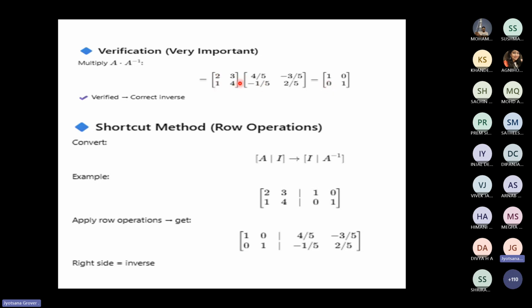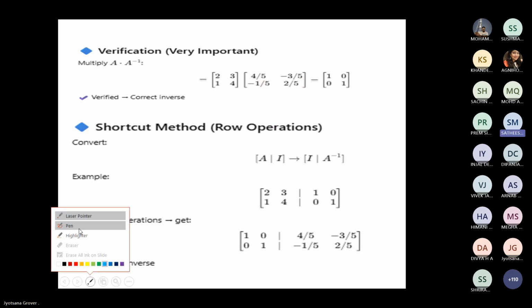So take the second row of A, take the dot product with the first column of B. So 1 into 4 by 5 minus 4 plus 4 into minus 1 by 5. So 4 by 5 minus 4 by 5 is 0. Similarly, you get 1 here. Okay, now I'll tell you a shortcut method to find the inverse. So this was A inverse. By multiplying, you get the identity matrix. So this means this is the correct inverse, right?